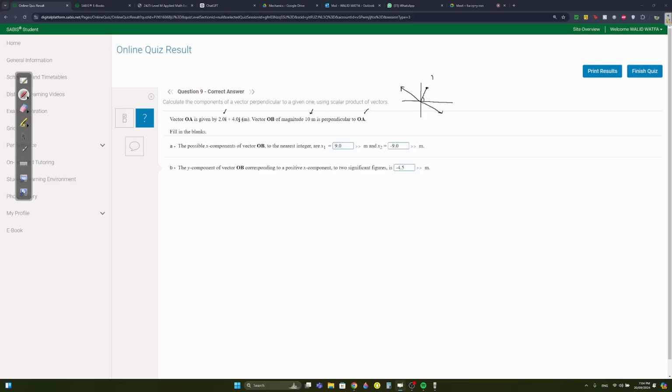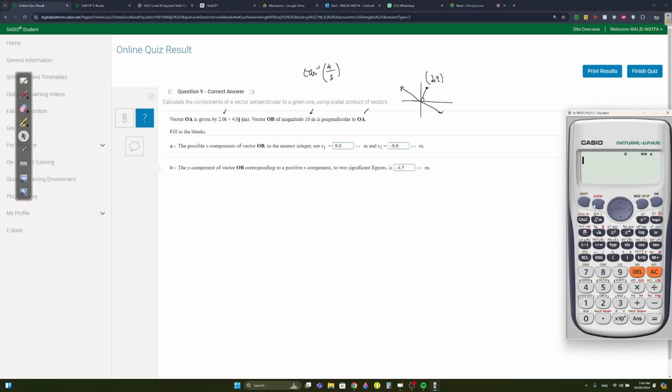We know this is 2 comma 4. How do we find the angle? It's shift tan y over x, right? So let's see. Shift tan 4 over 2. You get 63.43. Let's just say 63.4. Or to the nearest integer, let's just say 63.